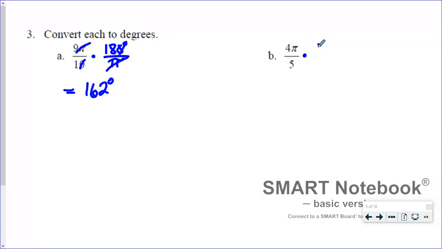Same thing here, multiply by 180 degrees over pi. My pi's cancel. 180 over 5 would be 36. So 4 times 36 is 144. And we are done.